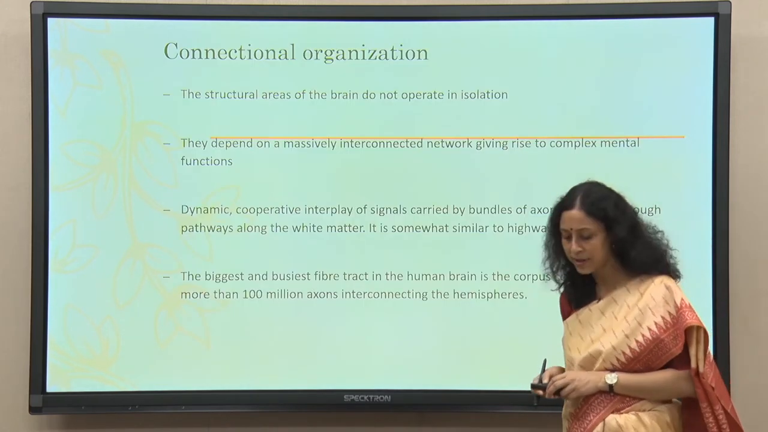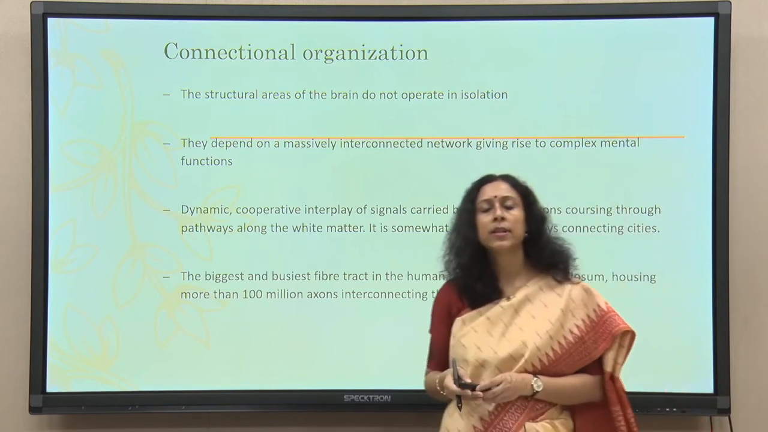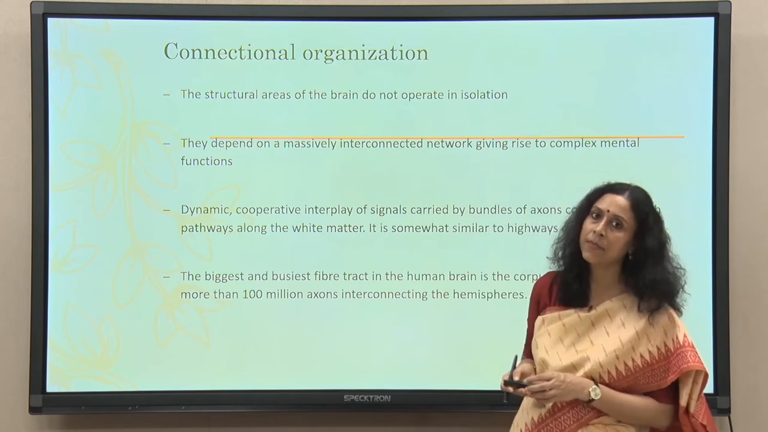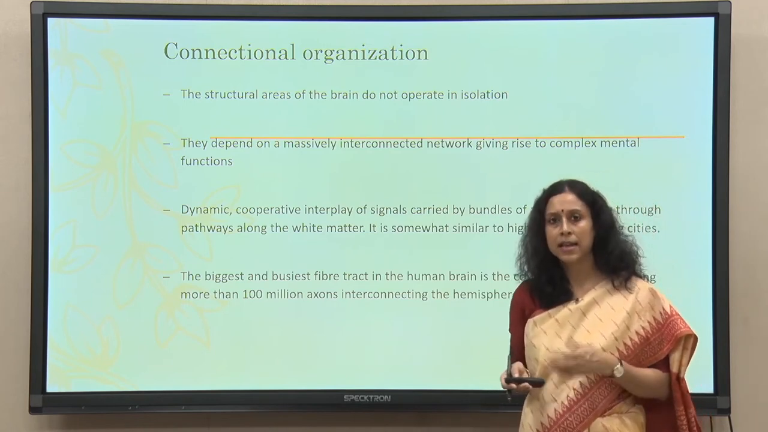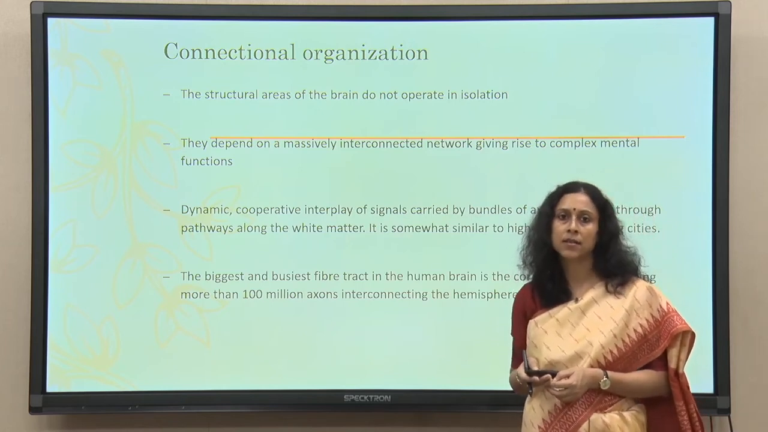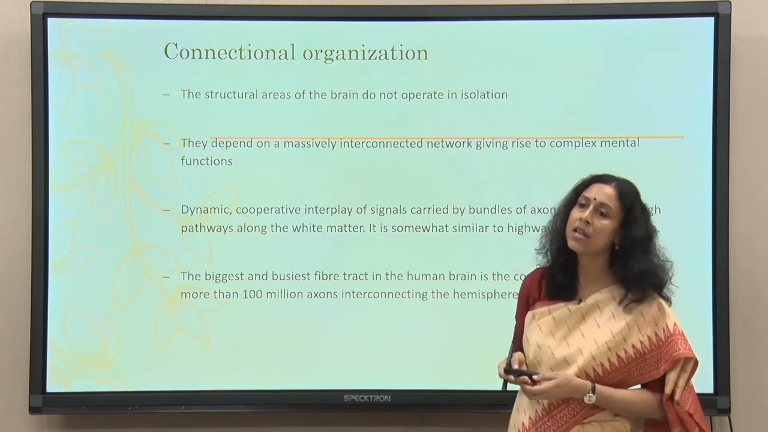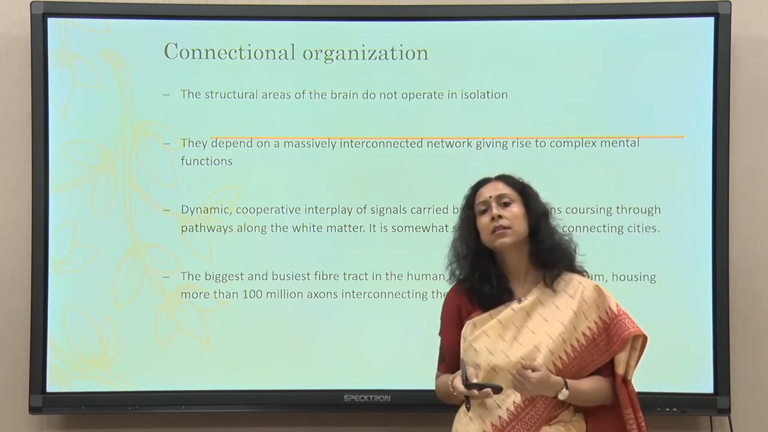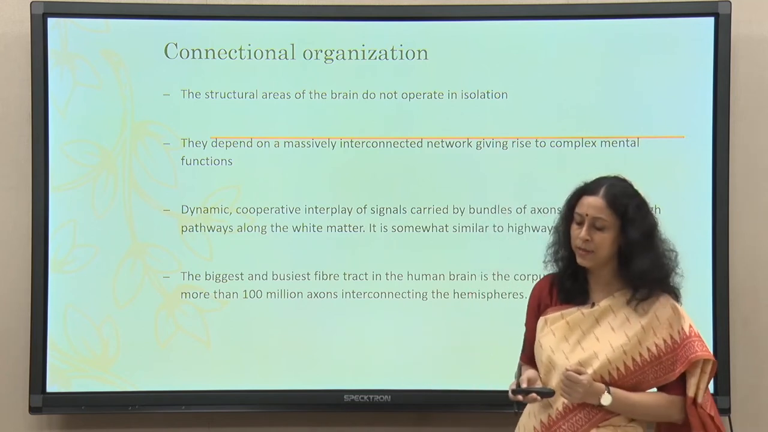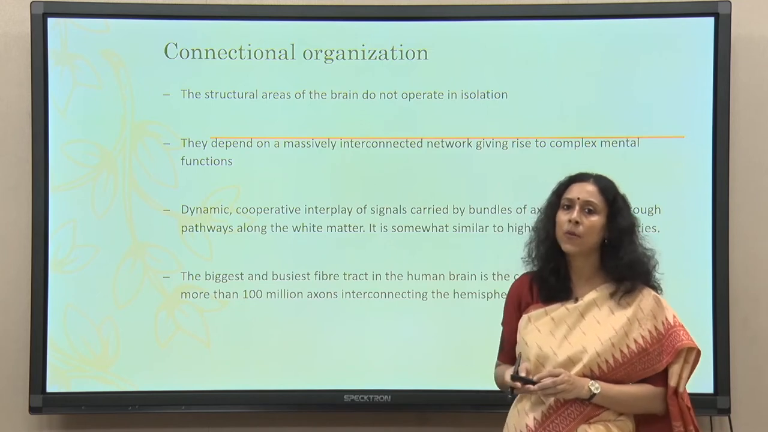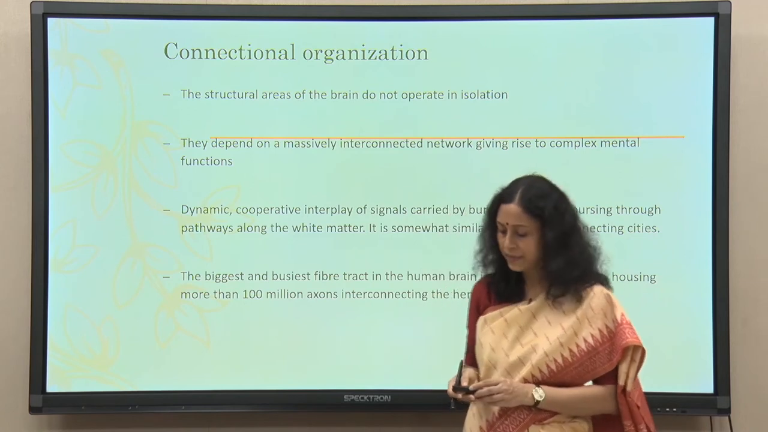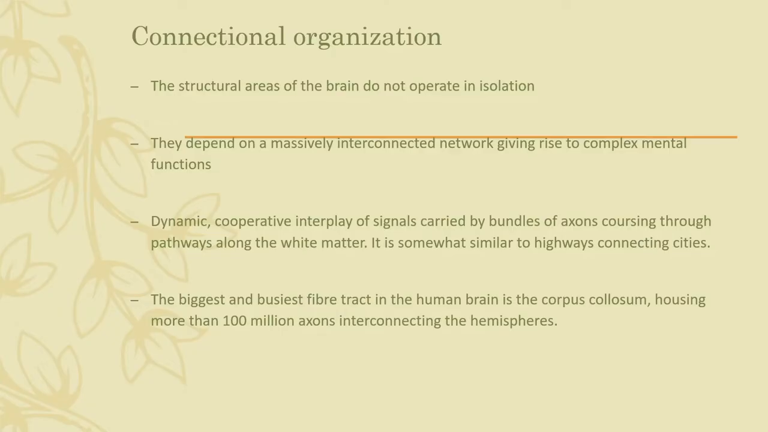And then there is, of course, the connectional organization of the brain. Though there is localization of certain functions in the brain, as we know today and as we have also talked about in the introduction, there are areas that are responsible primarily, if not exclusively, for certain functions. But the functioning of the human brain depends on connections and networking across domains. So, the structural areas do not operate in isolation. They depend on a massively interconnected network, giving rise to complex neural functions.